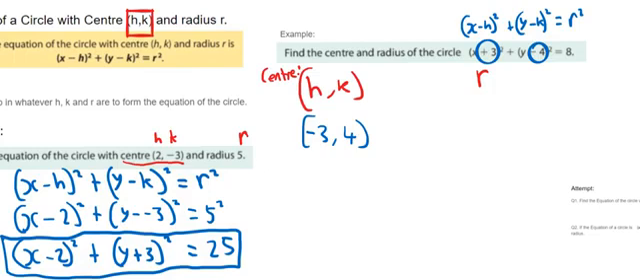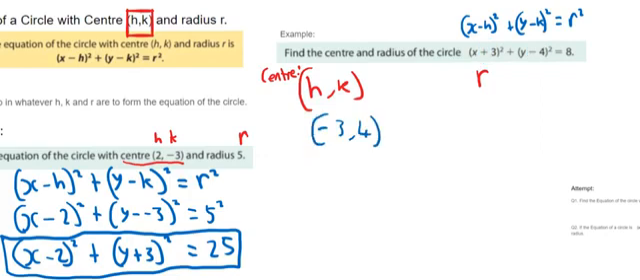So you imagine if you were putting them back into the formula, then if you were putting minus 3 into that formula, it would be x minus h, so it would be x minus minus 3, so it would be x plus 3, and that's what we're getting here, so x plus 3. So the answer to that would be minus 3, 4.